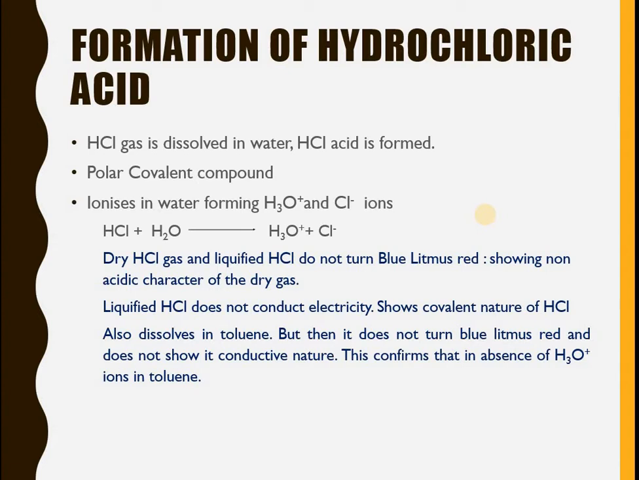Now you should note that dry hydrogen chloride gas and liquefied hydrogen chloride do not turn blue litmus red. So it shows the non-acidic character of the dry gas. Very important point. Liquefied HCl also doesn't conduct electricity. It shows the covalent nature of HCl. Now it dissolves in toluene also, but it does not turn blue litmus red and does not show its conductive nature. So this confirms the absence of hydronium ions in toluene.